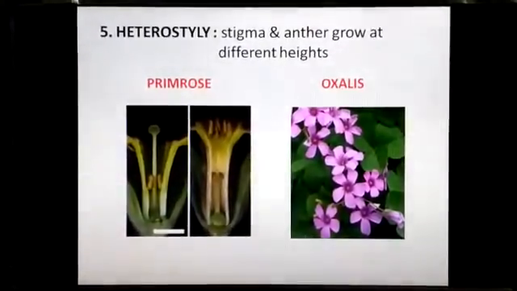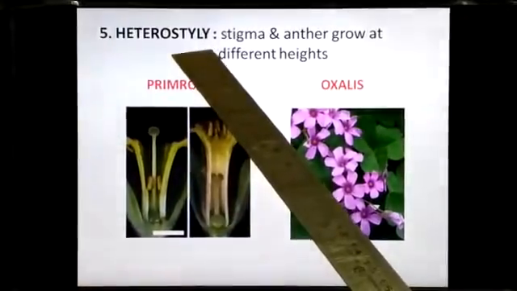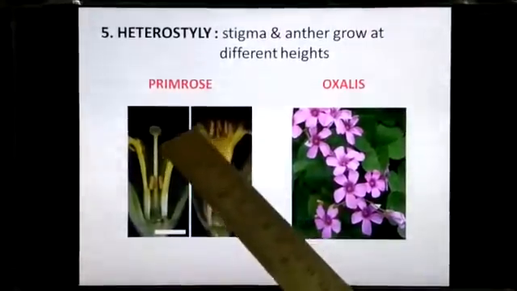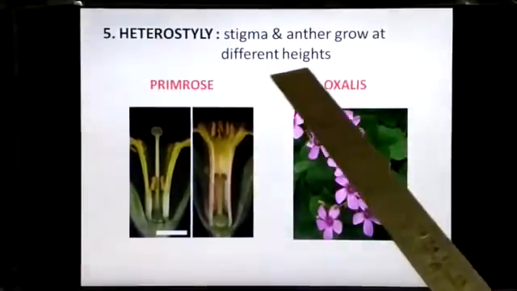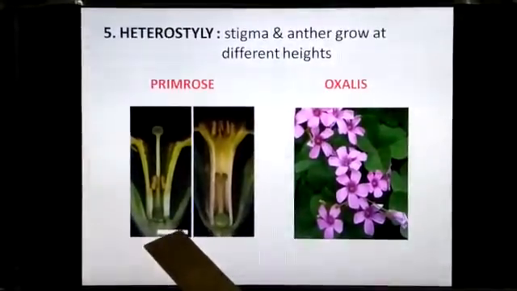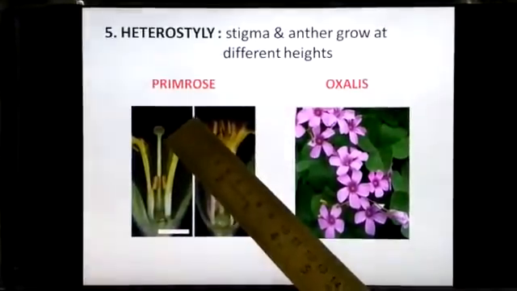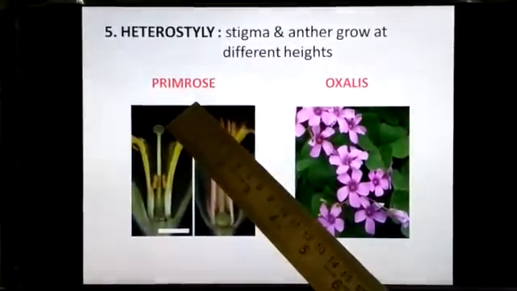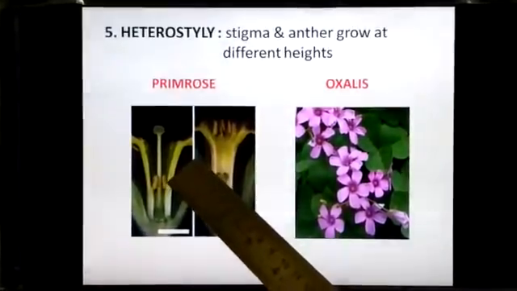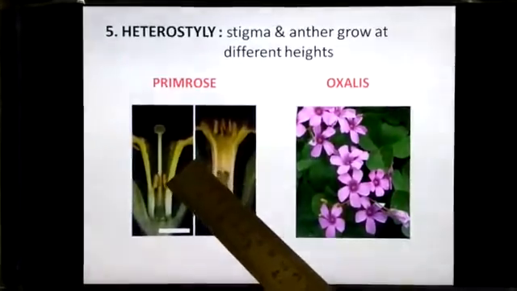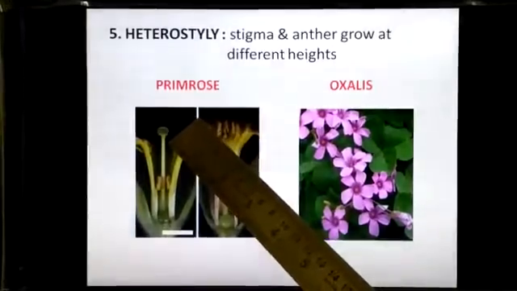The fifth condition is heterostyly. Hetero, different style length. It is because of the length of style which is different. Stigma and anther grow at different heights. Let's look at the internal structure of primrose. Here you see this is the female part. The stigma here is quite above than the anther, which is deep inside the flower, and due to which even if the pollen grains move out, they are unable to fall on the stigma of the same flower.